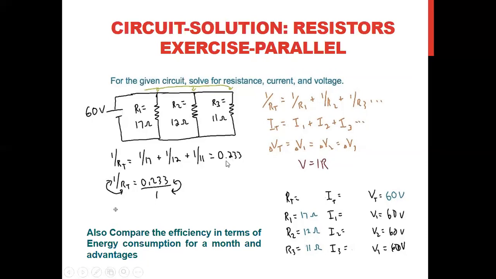So this one is actually 1 by RT is 0.233. Okay, so we can convert and get the value. Voltage is the same, so I put here the same. Use our Ohm's law of V equals IR. We can get all the values of RT, IT, I1, I2, and I3. Okay, and also the total power and energy consumption. You can find it out.